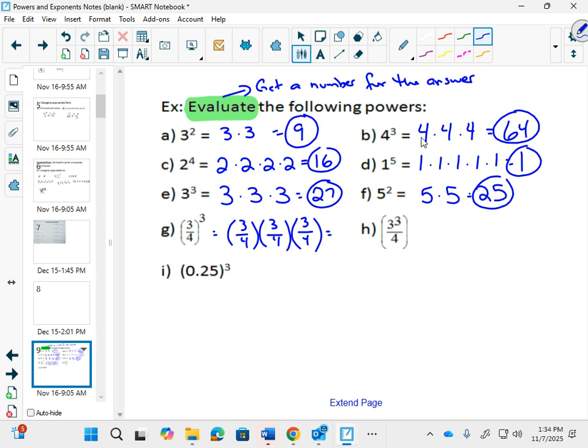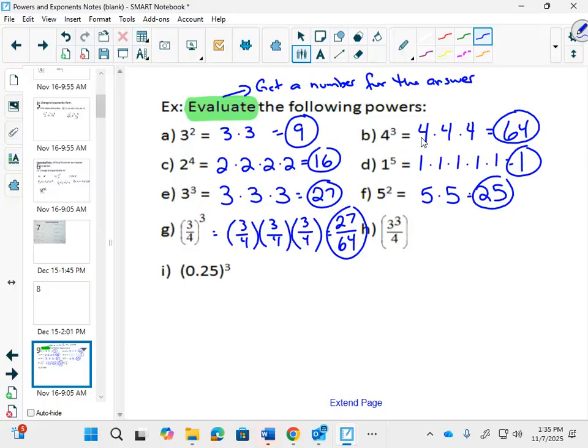How can we use the other answers to cheat? How do you multiply fractions? 27 over 64. There we go. Because you already figured out that 3 times 3 times 3 was 27. And you already figured out 4 times 4 times 4 is 64. Circle that one.